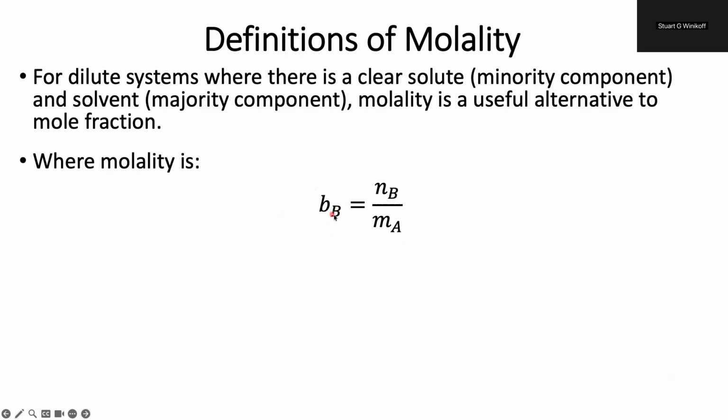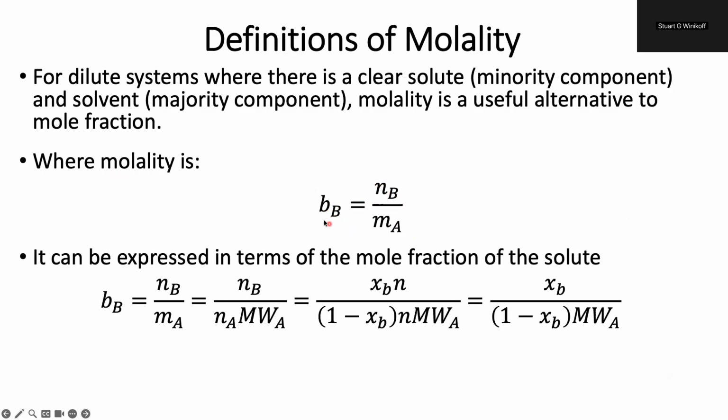So the molality of the solute is going to be defined by the moles of solute over the mass of solvent. And this gives us a ratio of solute to solvent, which is going to be fairly useful. But most importantly, we can actually calculate this from mole fraction, and we can show this through a couple of steps. So if I have it defined as moles of solute to mass of solvent, well, I can define that mass of solvent based on the moles of solvent times the molecular weight.